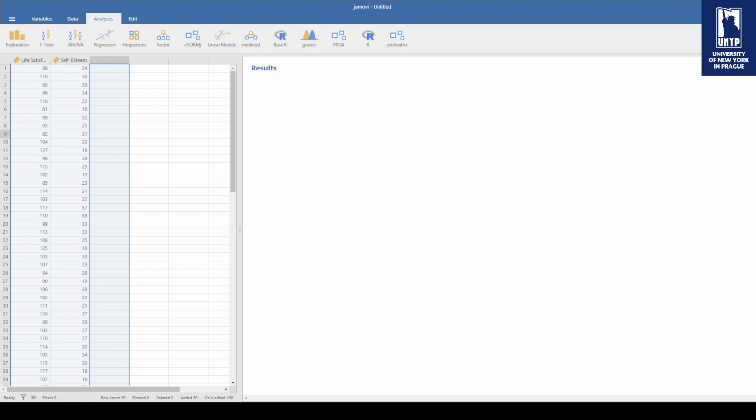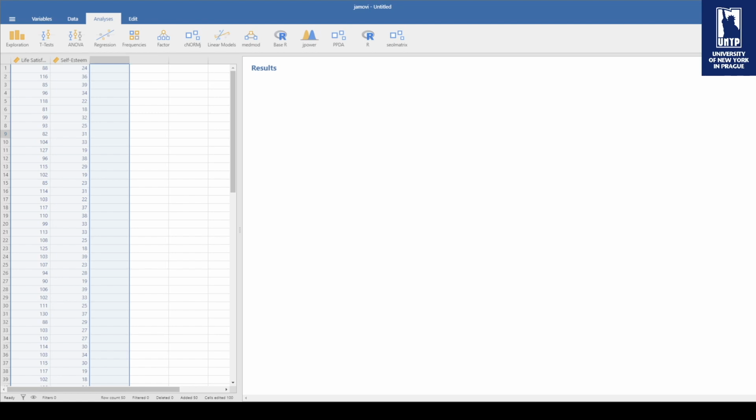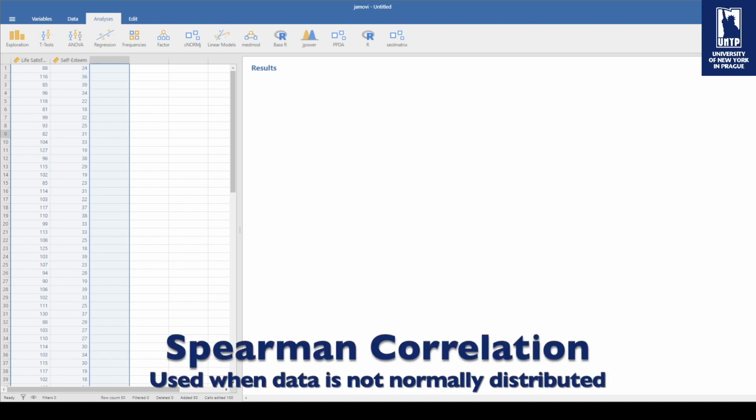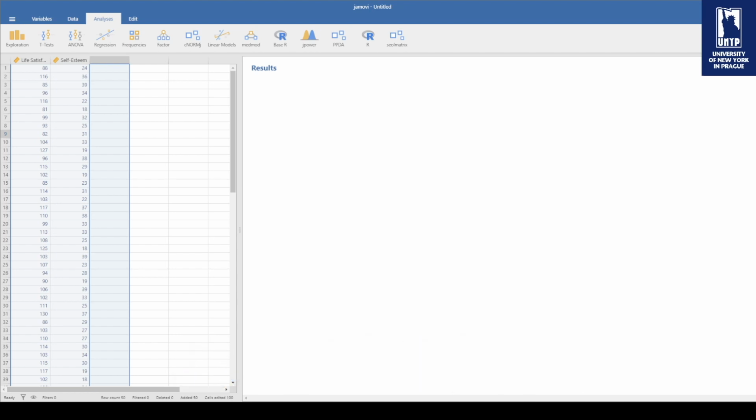And one way for you to distinguish when to do Pearson and when to do Spearman would be based on whether your data, your variables, are normally distributed. Spearman, you may use when the data are not normally distributed, whereas Pearson, you can use when data are normally distributed. However, other statisticians might use different parameters. But this is the gist, something you absolutely should keep in mind.